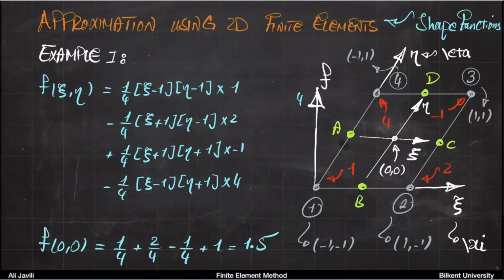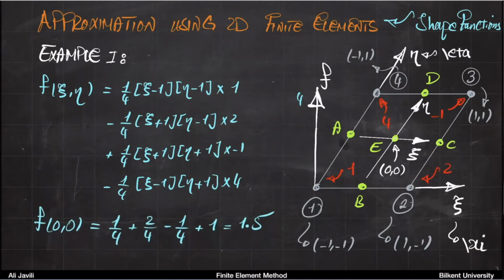All right? So that's the answer, first of all. That's the value of the approximated f at the center. Let's call it maybe point E, if you like. So you can then say f at E is 1.5. So this was the key question.